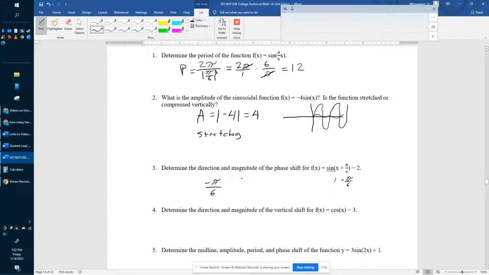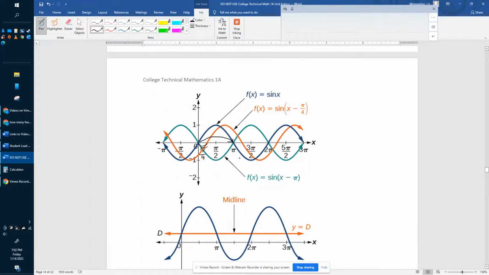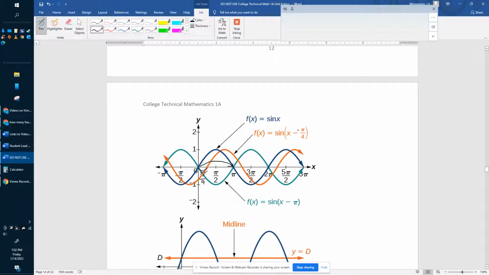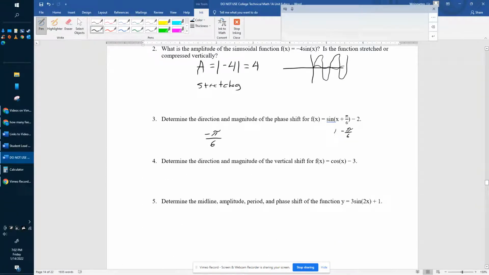So the magnitude is just the length. So the length is pi over 6. The direction is it's going to be moved to the left, because when we subtracted, it moved to the right. When we add, it's going to move to the left. So it moves pi over 6 to the left.